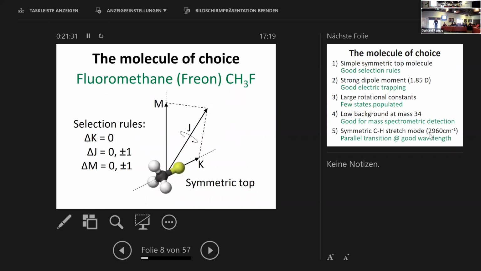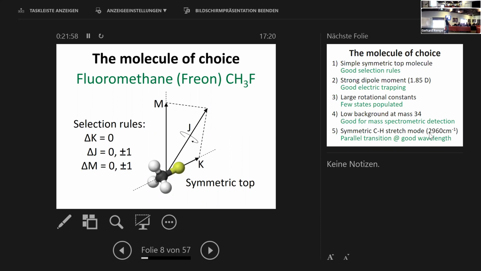Okay. So how do we implement it? Well, this is our molecule of choice. I have to introduce a few quantum numbers here. You probably all know this. This is our fluoromethane, Freon, CH3F molecule. It has a carbon atom in the middle, and there are 3 hydrogens and a fluorine here. The dipole moment always points along the symmetry axis. Nice symmetric form.